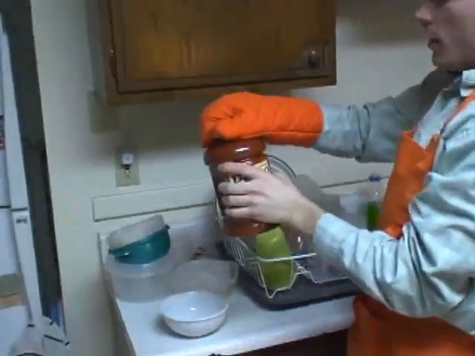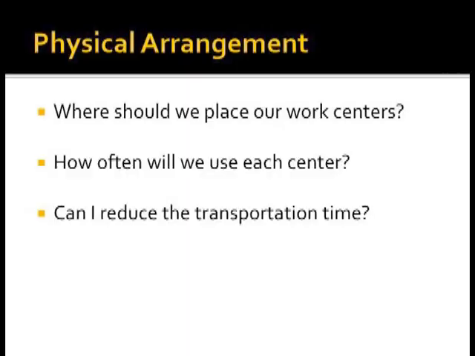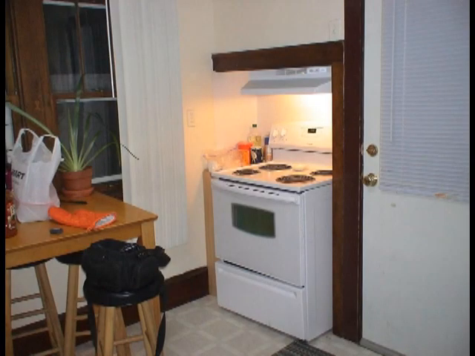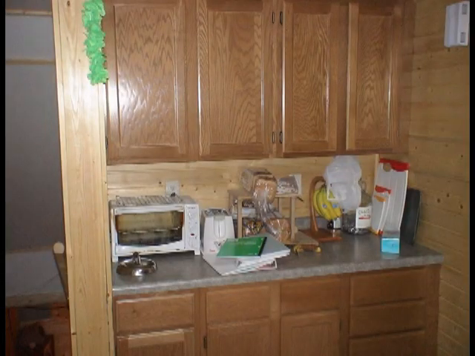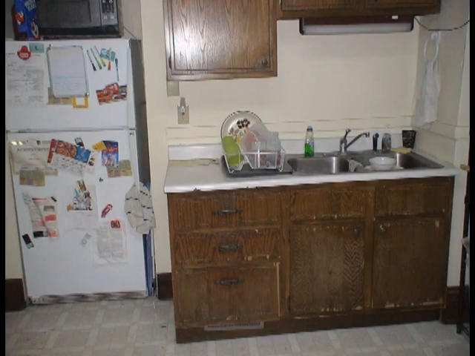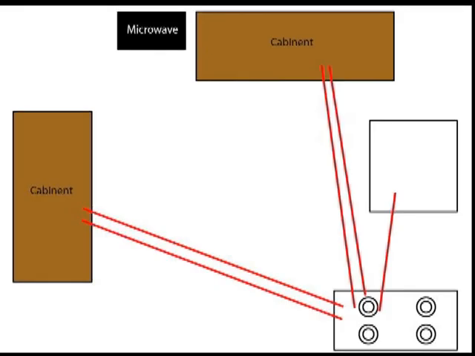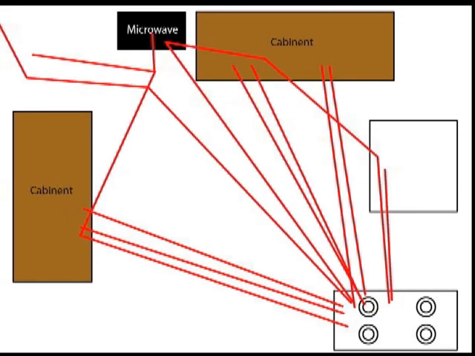When we design our plan, we want to keep several factors in mind, such as where we should place our work centers, how often we are going to use each center, and if we can reduce transportation time. Here are the work centers we currently have. In this example, we will show how layout is important when making spaghetti. We will then analyze the results to figure out where our different work centers should be located.